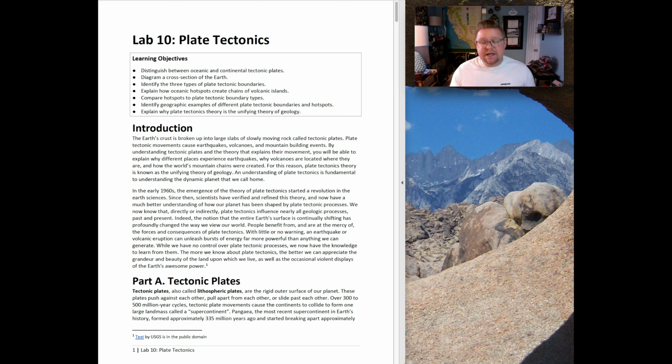So essentially, this lab is really going to dive into not just the theory, but the functionality of plate tectonics: how it works, why it works, and then looking at the resulting landscape that's created because of that. That being said, let's move on to Part A.